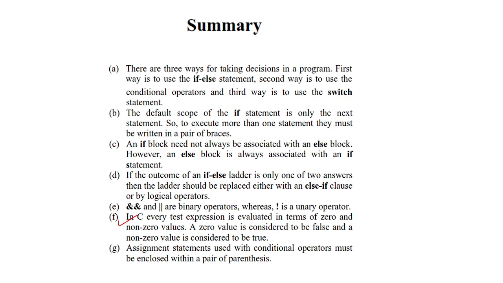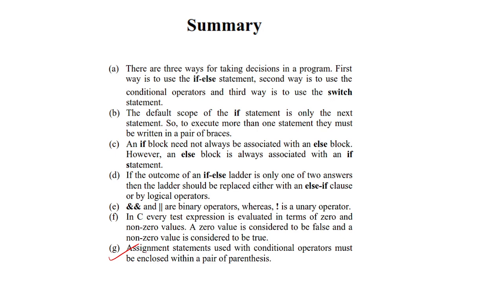In the next point we learned: in C every test expression is evaluated in terms of 0 and non-zero values. 0 is always considered as false and a non-zero value is always taken as true. A 0 value is considered to be false and a non-zero value is considered to be true.